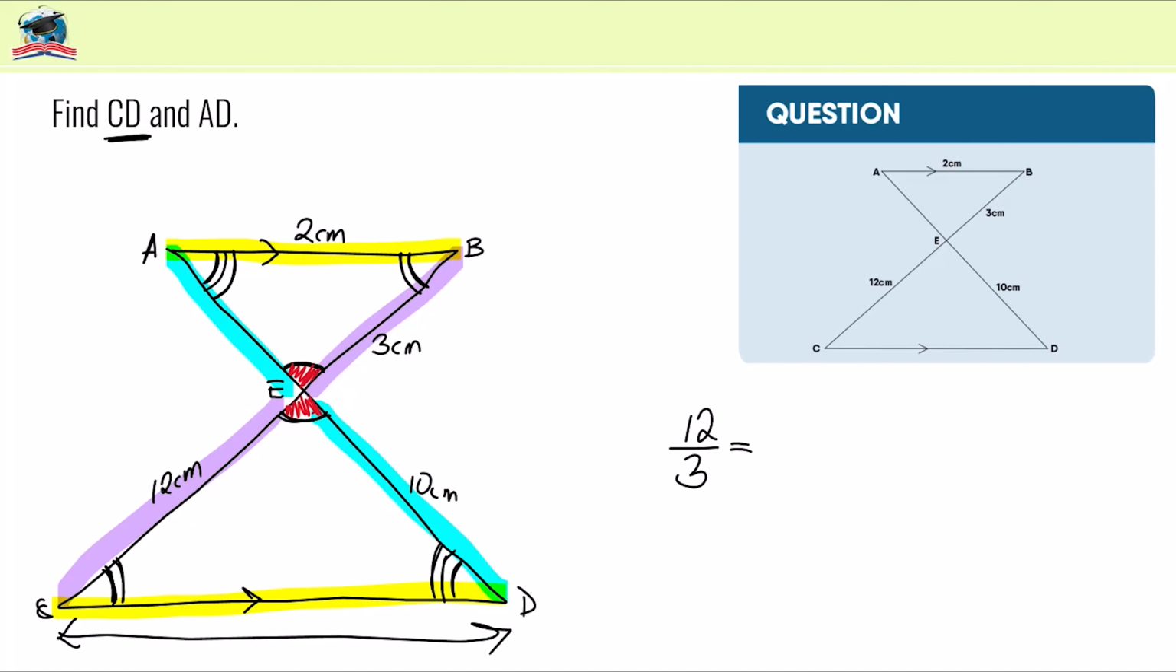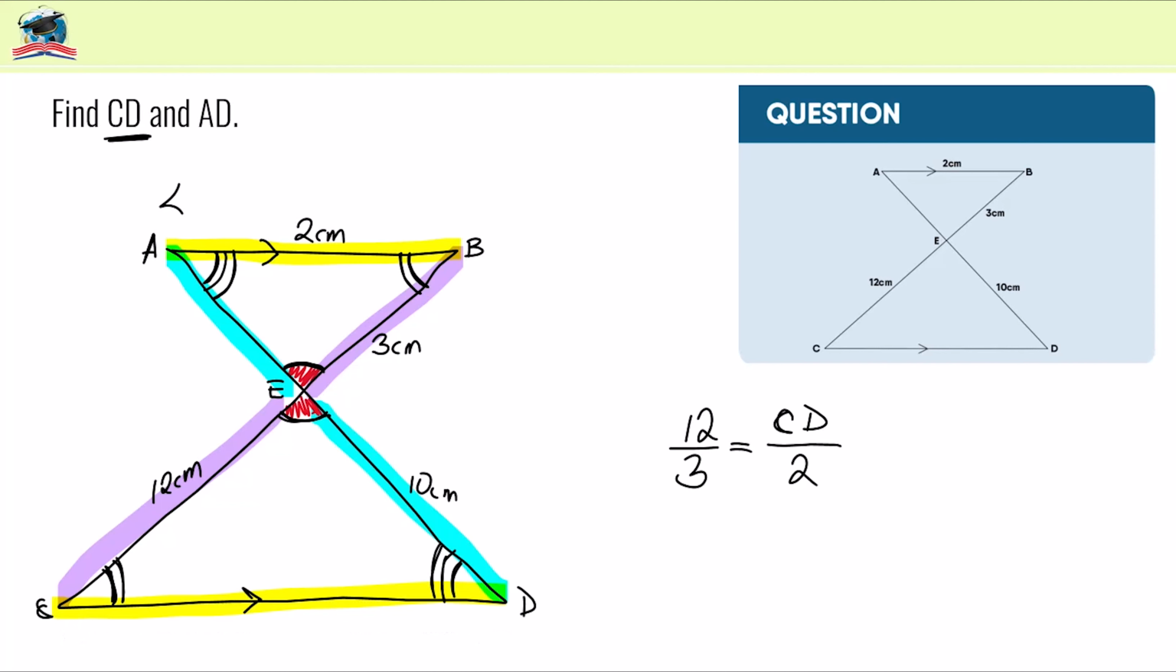Good. We're looking for CD, which is the bigger one. Start with the bigger one, CD, divided by the smaller one. The smaller one is what? Is AB. Okay, and AB is 2. Beautiful. Good. Let's tidy up and let's solve the question.